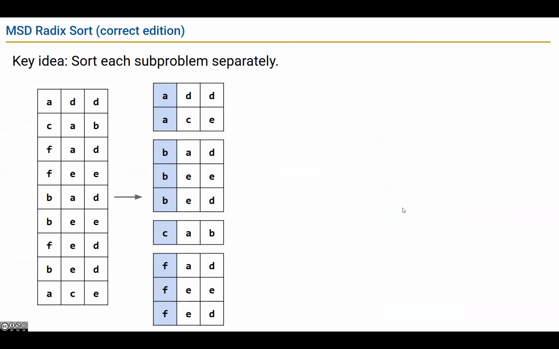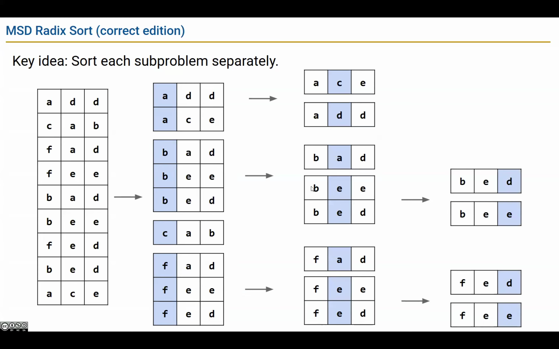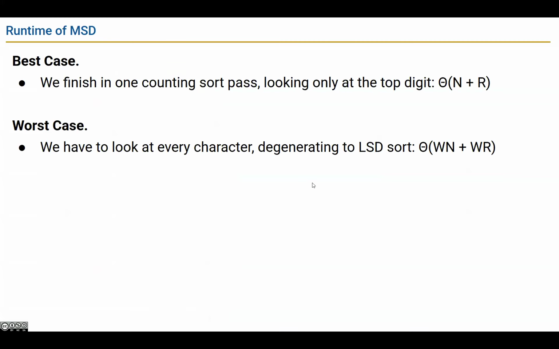But what we can do instead is cut the problem into smaller pieces. We cut it into individual separate subproblems according to their most significant digit, and then just run it this way. We individually sort each sub area, and we only really extend the ones that have more than one item, because if you have only one item, it's already sorted. Now, in the best case, you complete everything just by looking at the top digit. It takes theta n plus r time, but this assumes that you only have at most r items. So really, it's n less than r, assuming. In the worst case, you have to go all the way down to the end of the list. So it ends up taking Wn plus Wr time, the same thing as LSD Radix sort.